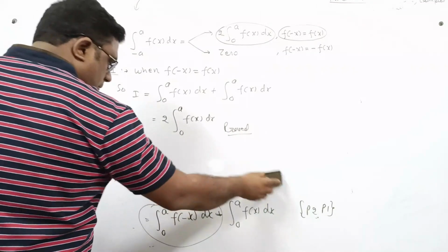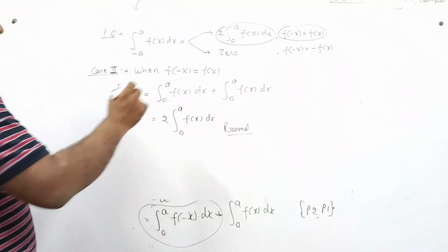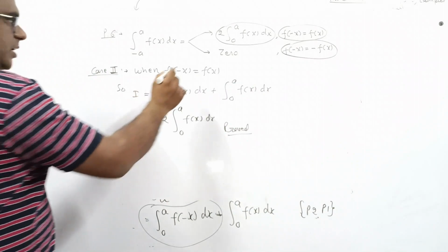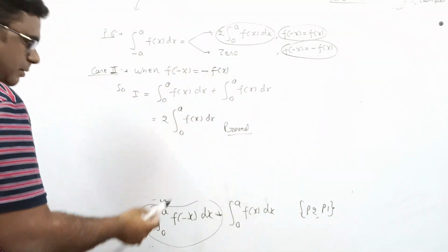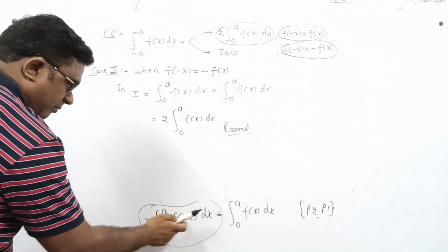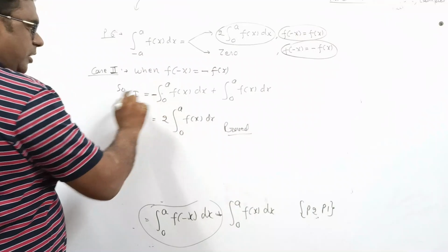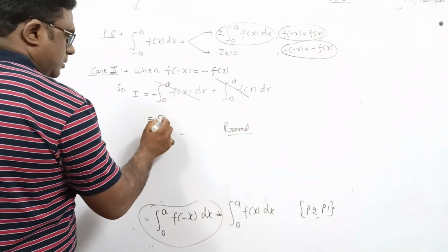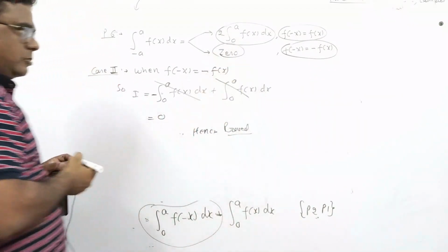Now we will do the proof of the second case. In the second case, what is the condition given? That f(-x) equals -f(x). So if I put the value of f(-x) here, then this value will be put, or the minus can be written out, and these two terms will cancel each other, and the result will be 0. So our result for the second case is also proved.